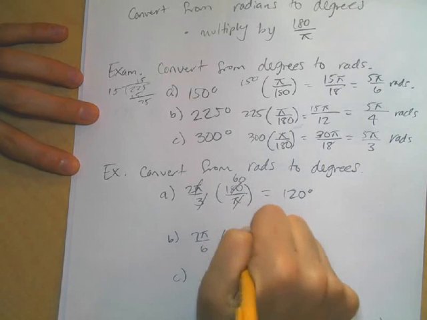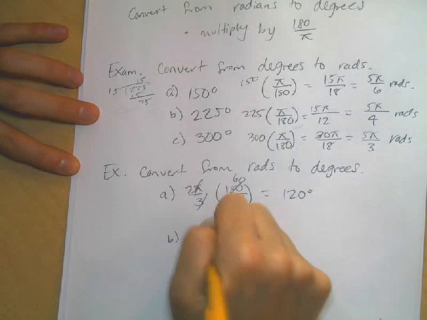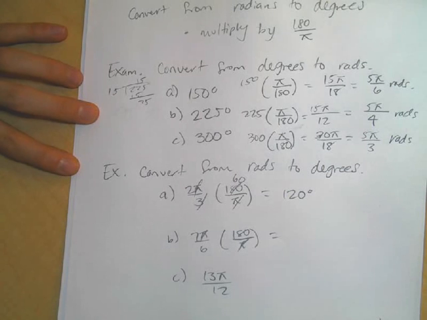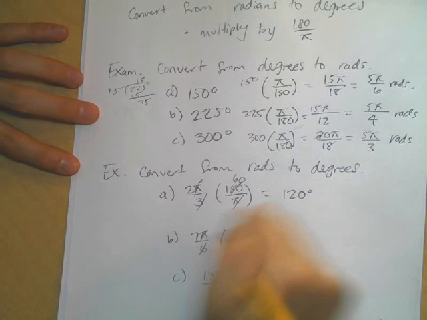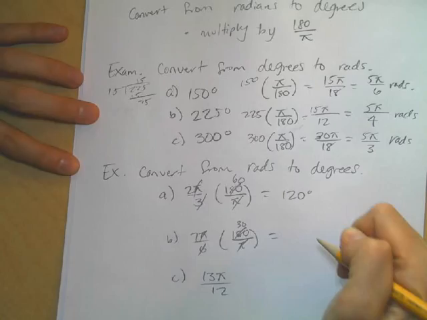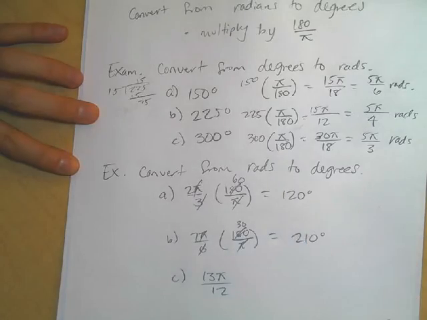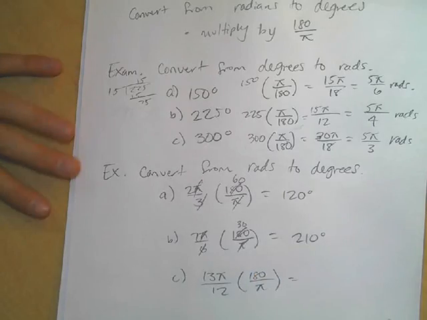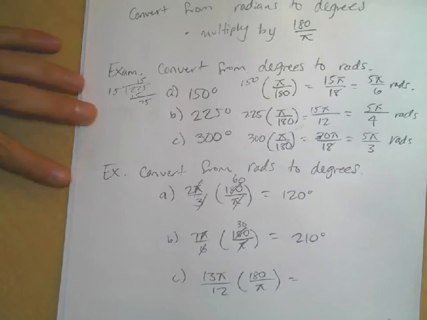Multiply by 180 over pi again. Pi's cancel. How many times does 6 go into 180? 30. 7 times 30 is 210. That's easy. Yeah, I think it's easier to go this way. But okay, multiply by 180 over pi again. What happens to the pi's?